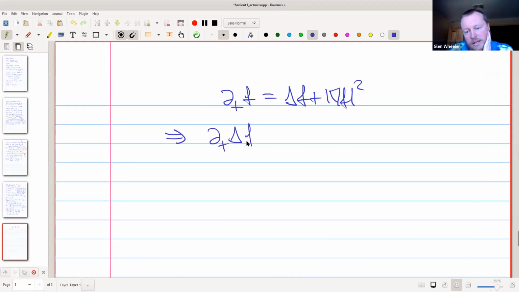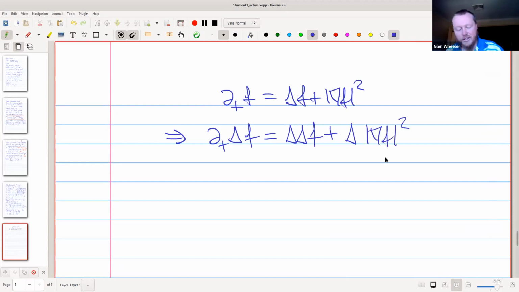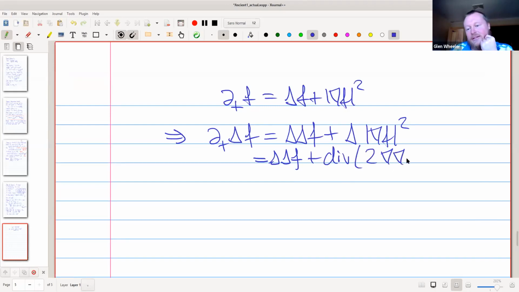So the d/dt of the Laplacian of f is Laplace f, and then you have this Laplacian of gradient f squared. And I think you guys can see that I was drawn to this proof because of all the derivatives. You know, I can't stay away from multiple derivatives. So what is this thing? This is div of 2 grad f dot f, grad f, like that, which is Laplace f.